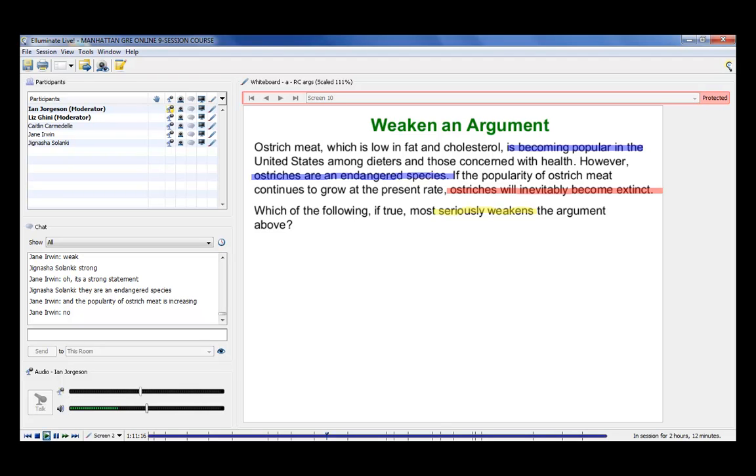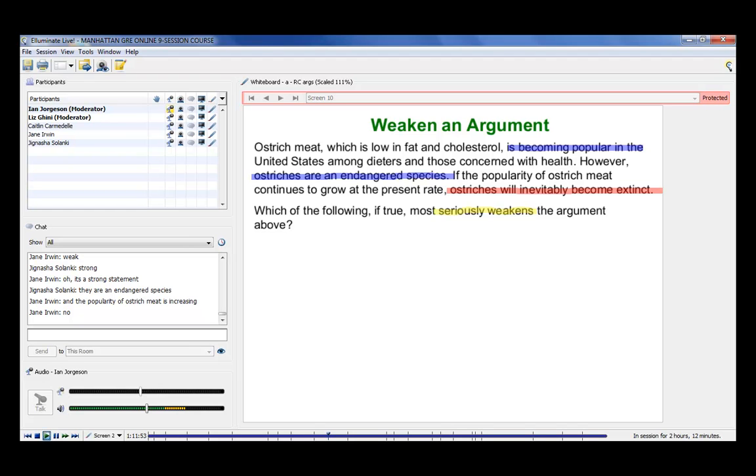Now, what we're trying to weaken here isn't whether or not ostriches will become extinct. At least we're not weakening that directly. We're trying to weaken that by chipping away the connection between the evidence and the conclusion. So you guys tell me, given that it's becoming more popular and that ostriches right now are an endangered species, does that prove it's inevitably going to go extinct if people eat more and more of it? Are there any other possibilities?